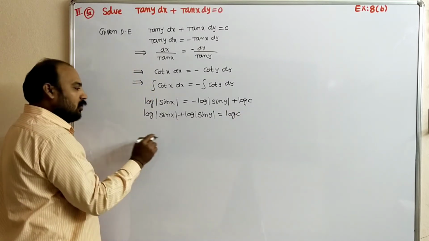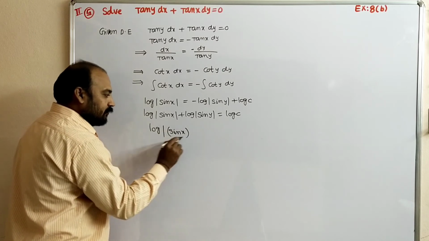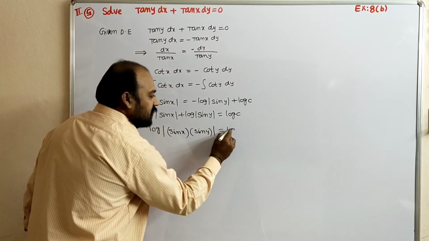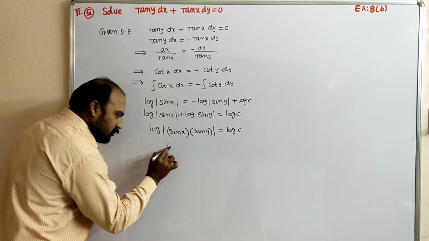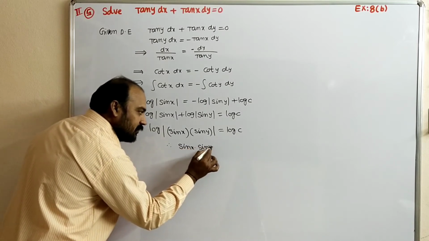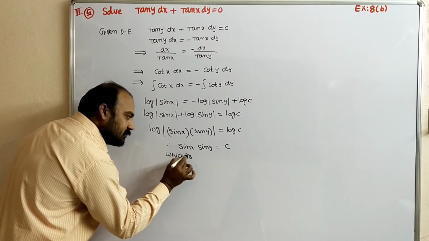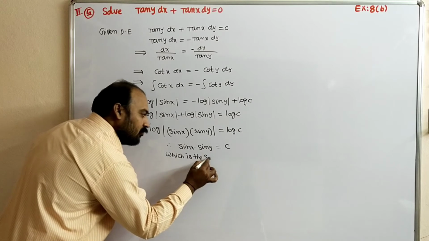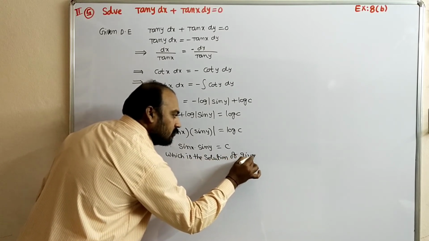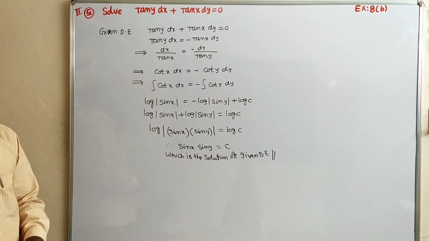Log a plus log b is log ab. Therefore log sin x into sin y is equal to log c. Comparing the log functions, we get sin x into sin y is equal to c, which is the required solution, the solution of the given differential equation. We'll move to the next question.